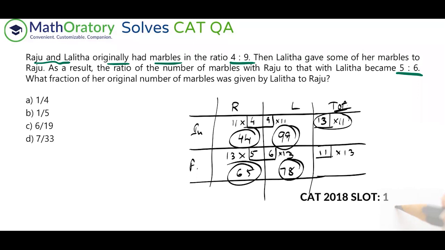We know that Lalita started with 99 marbles, but whatever is the drop in the number of marbles, in this case 99 minus 78, that is 21. Whatever is the drop in the number of marbles of Lalita should have been transferred to Raju, right? So we're looking for 21 by 99, so that is 7 by 33, option D.